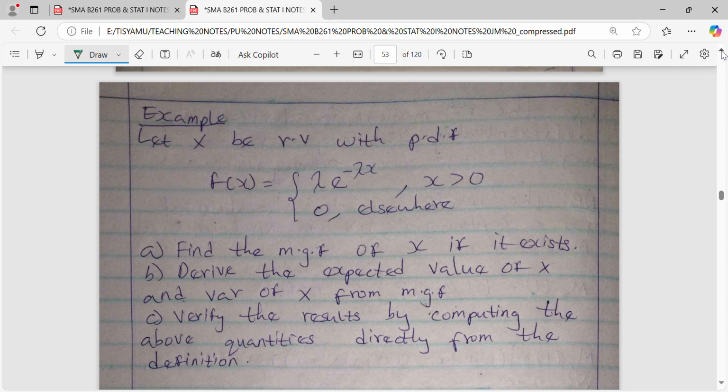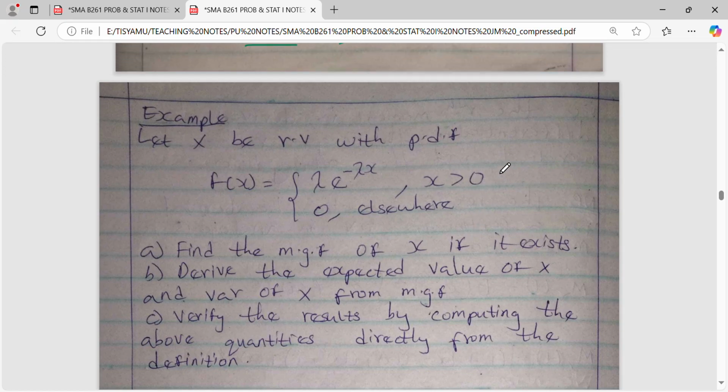Welcome back. In this tutorial we are looking at an example of looking for the MGF. Let x be a random variable with PDF f of x being lambda times exponential of negative lambda x, where x is greater than 0. It means that x here ranges from 0 all the way to infinity, then 0 elsewhere.